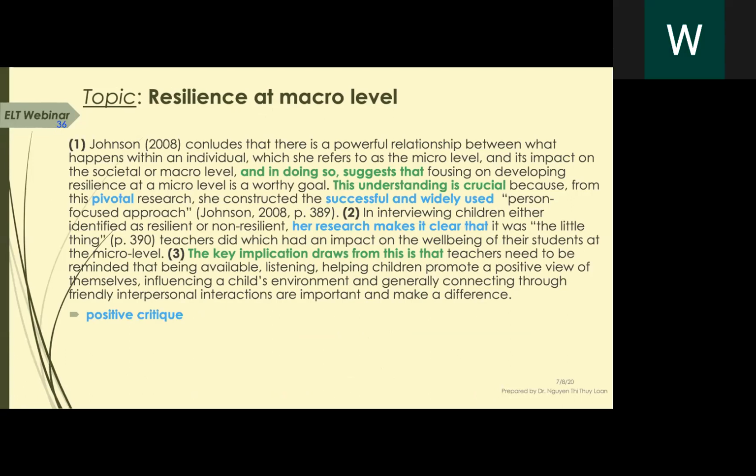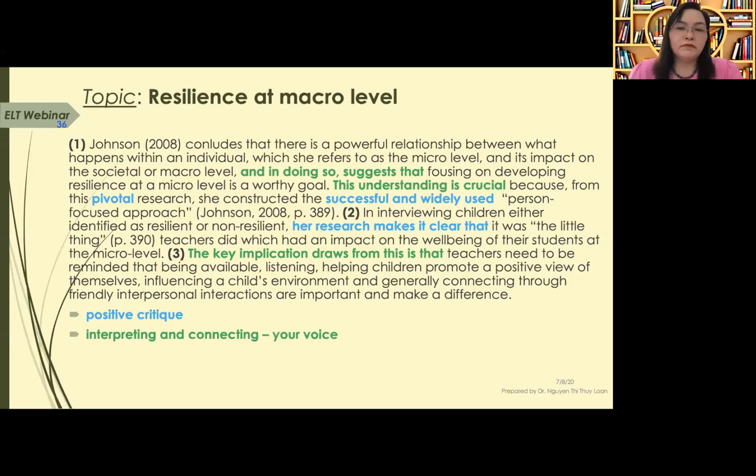Here is the version including both critique and interpretation. And you can see I use different colors for you to compare. You can see here, first, the writer has critical language in writing this paragraph. You can see the words pivotal, successful, widely used. Her research makes it clear that... So those words are positive. It means strength, positive critique.